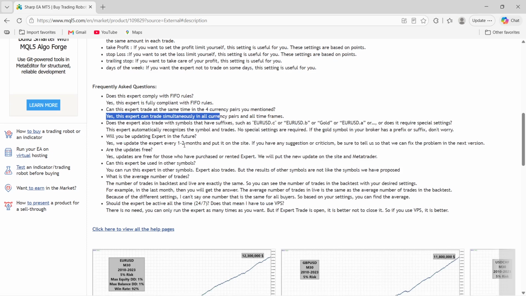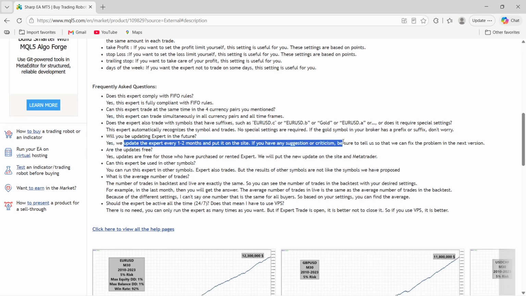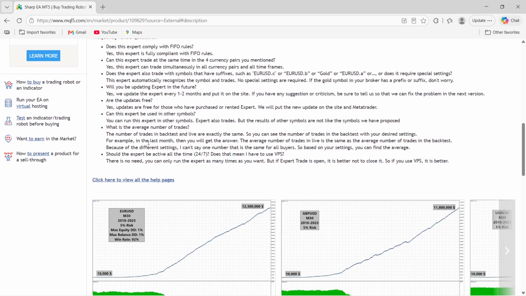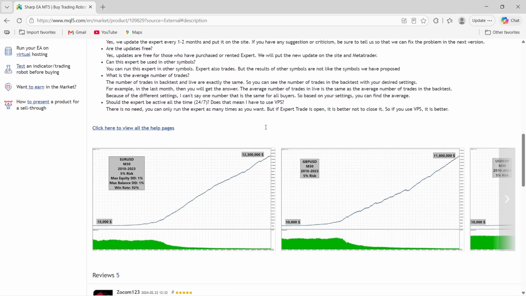Okay, they also say they update the experts every 1 to 2 months and put it on the site, so that's actually pretty good. If you have any suggestion or criticism, you can let them know so they can fix the problem in their next version. You can see it can also be used in other symbols. Okay, and then all that, they're all here on the website.